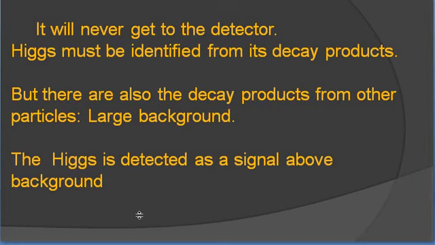But there are also decay products from other particles. Not only the Higgs boson can be produced in proton-proton collisions, there will be other particles that can be produced, and the Higgs boson is detected as a signal above background.